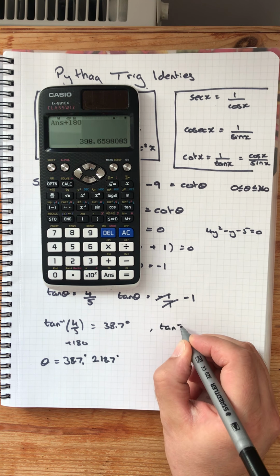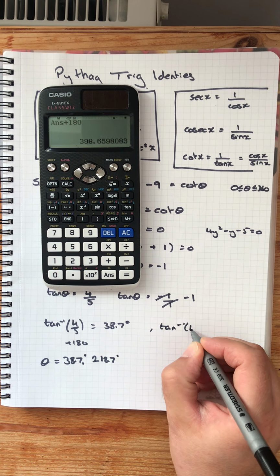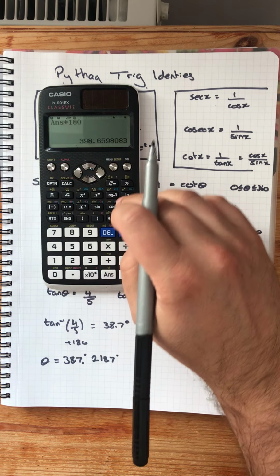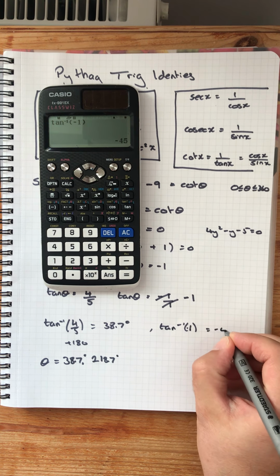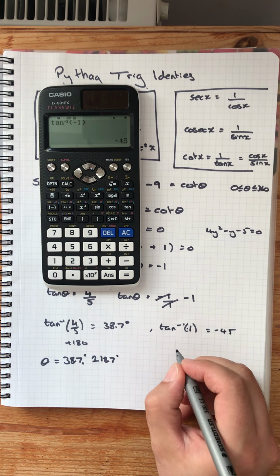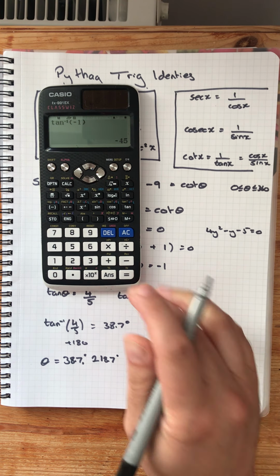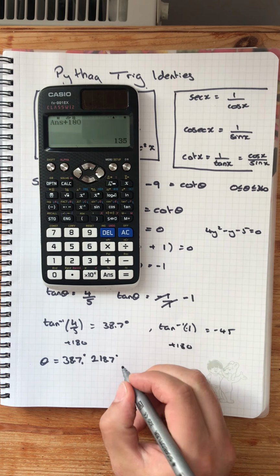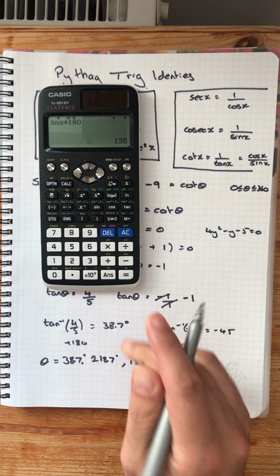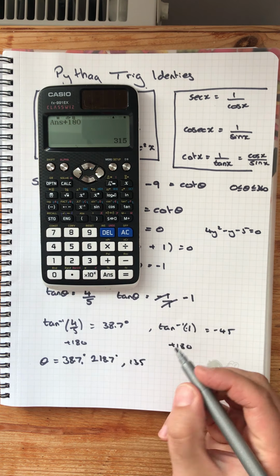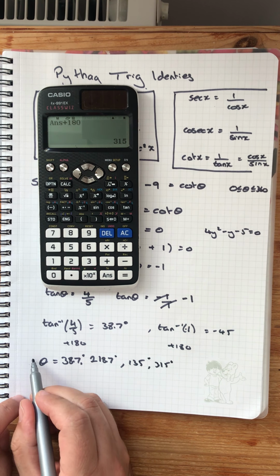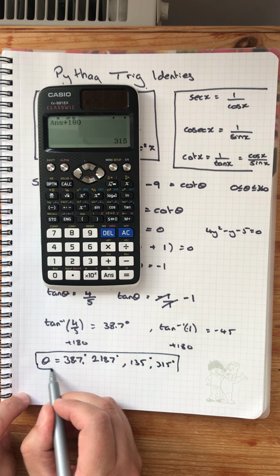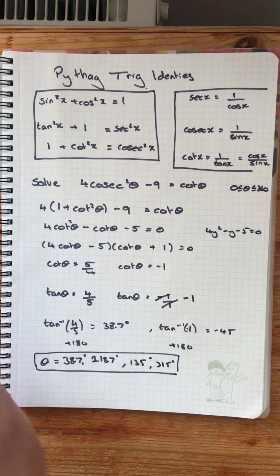So inverse tan of minus 1, we might know what that is. It's minus 45 degrees. Now of course that's not a value that I want, but if I add 180 to it, it will give me a value that I want, so 135. And if I add another 180, I'm still within the range of values that I wanted. So I've got my 4 solutions to this particular question.